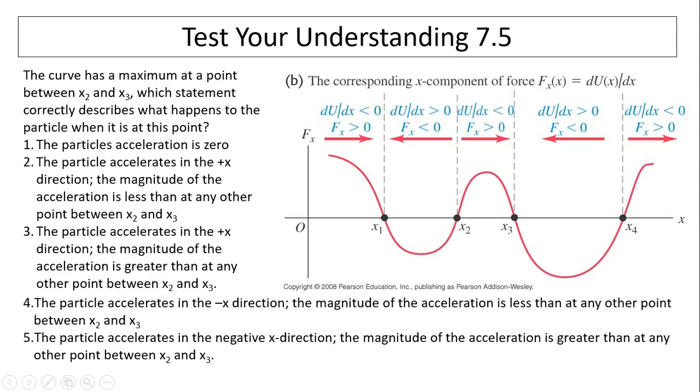Okay, let's take a look at this last question. Check your understanding. So here is a curve of F(x) versus x. The curve has a maximum at a point between x2 and x3, right over here. Which statement correctly describes what happens to the particle at that point? So at that point, we know F(x) has a maximum. Is the particle's acceleration equal to 0? No, because F is not 0, so acceleration cannot be 0.